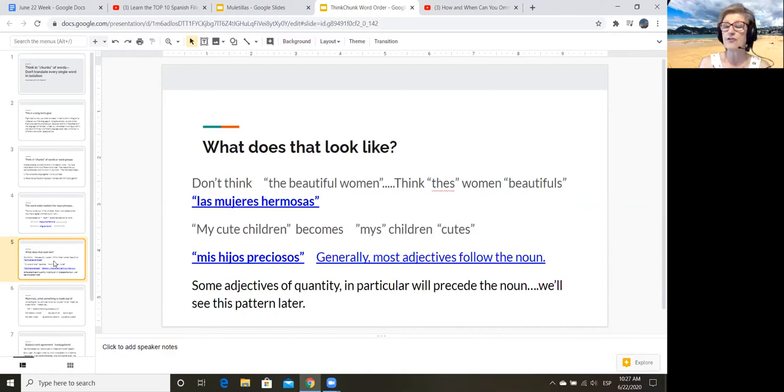Now, generally, most adjectives follow the noun. Some adjectives, if adjectives talk about quantity, an amount, or a number, those will not follow the noun. They will come in front. We'll see that pattern in a later lesson. So don't sweat it now. But things that talk about quantity, like many, a few, several, lots, 16, anything like that that denotes amounts, quantities, those won't be like the examples mis hijos preciosos. Those will come in front of the nouns. We'll talk about that another time.